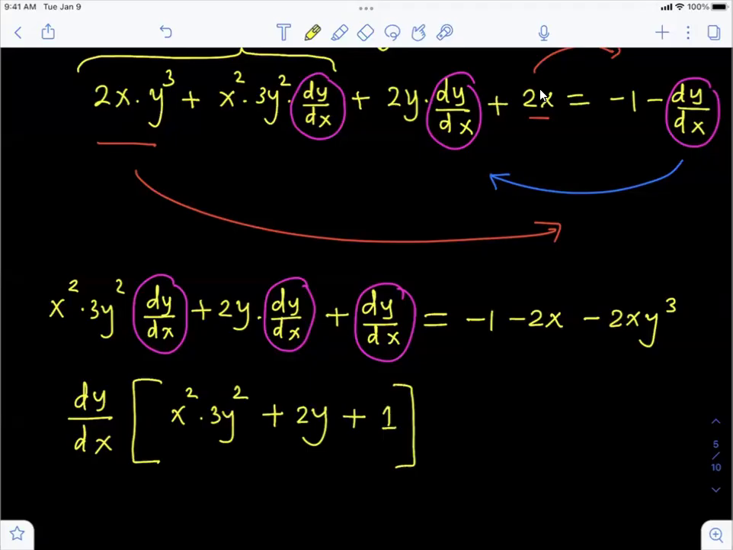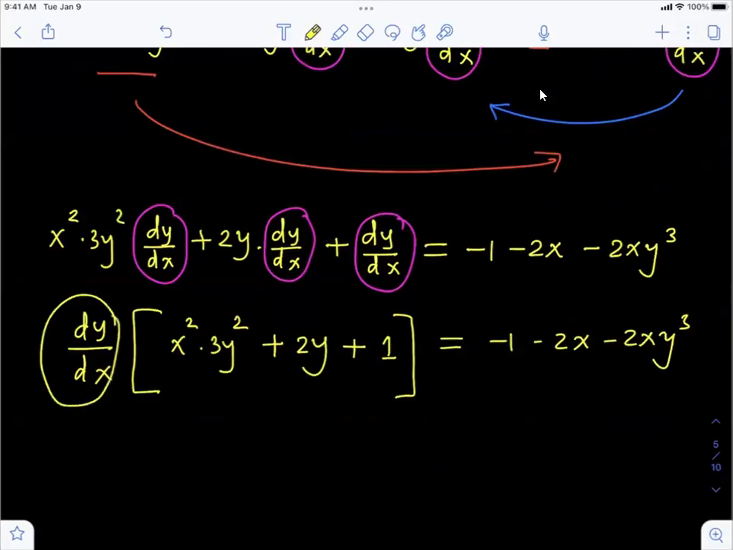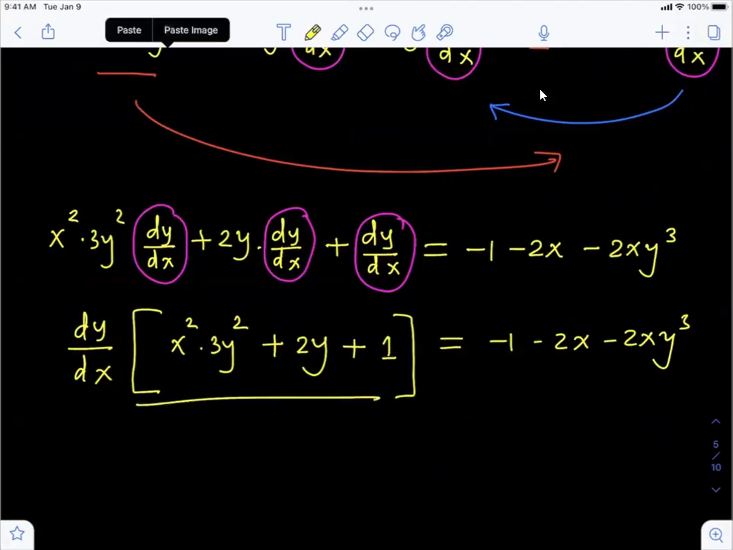In the right side, you have -1 minus 2x minus 2x cubed. What you need to do to solve for dy dx is to divide both sides by the term inside parentheses. Divide both sides by this term. So let me just do it right away.